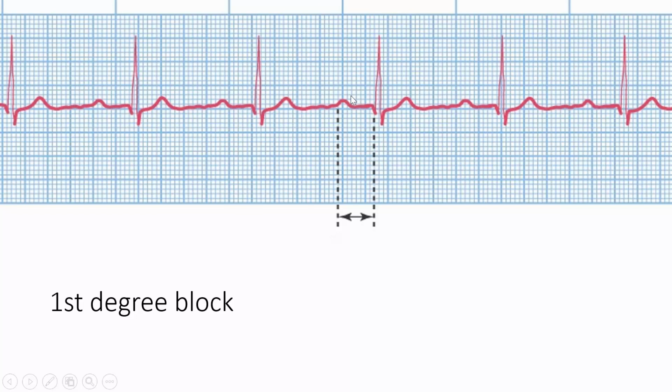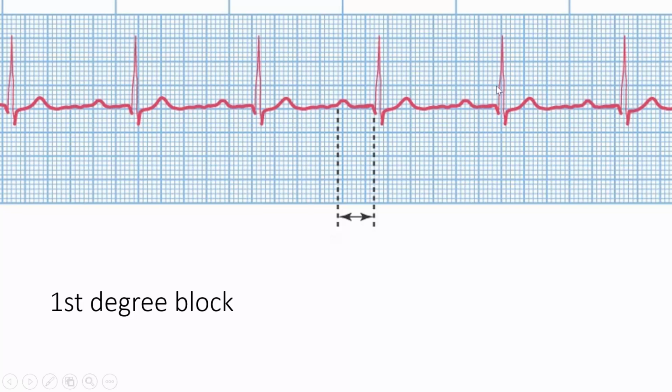So then you're going to look at your P waves. What you notice is I do have a P wave before every QRS. See, here's a P wave, here's your QRS. Here's a P wave, here's your QRS. P wave, QRS, P wave, QRS. And they all are similar in appearance.